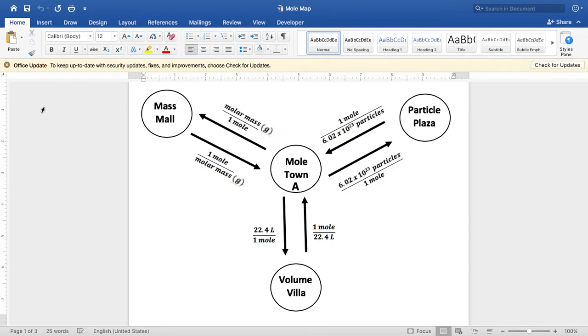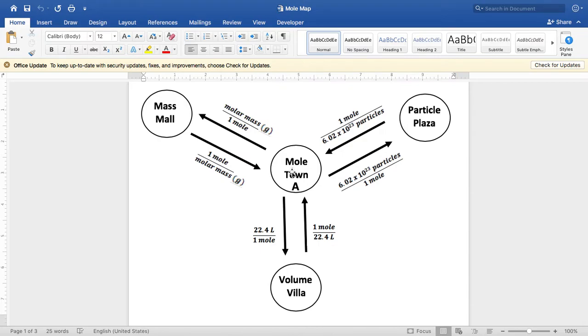Okay, this is a way that we're going to be able to convert between different amounts, different types of particles, different types of mass, and different types of volume. Now, as you can see, everything goes through the mole, which we've labeled Mole Town. Okay, that's a way for you to remember. So, Mole Town, as you can see, is the center of everything. Everything goes through the Mole Town. And we can convert the mole into three different things. Okay, we can convert the mole into mass, we can convert the mole into particles, and we can convert the mole into volume. Okay, you're going to be looking at each one of these over the next couple days.